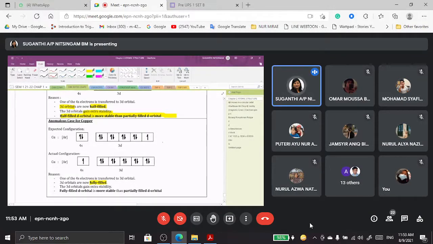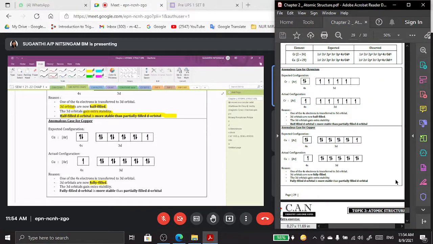So for copper yang ni lah, the 3D orbital gain extra stability. Fully filled 3D orbital is more stable. Kena faham, kalau dia fully filled, kita kena sebut fully filled d orbital is more stable than a partially filled. Macam tu. Boleh? Boleh, Madam. Okay, very good.